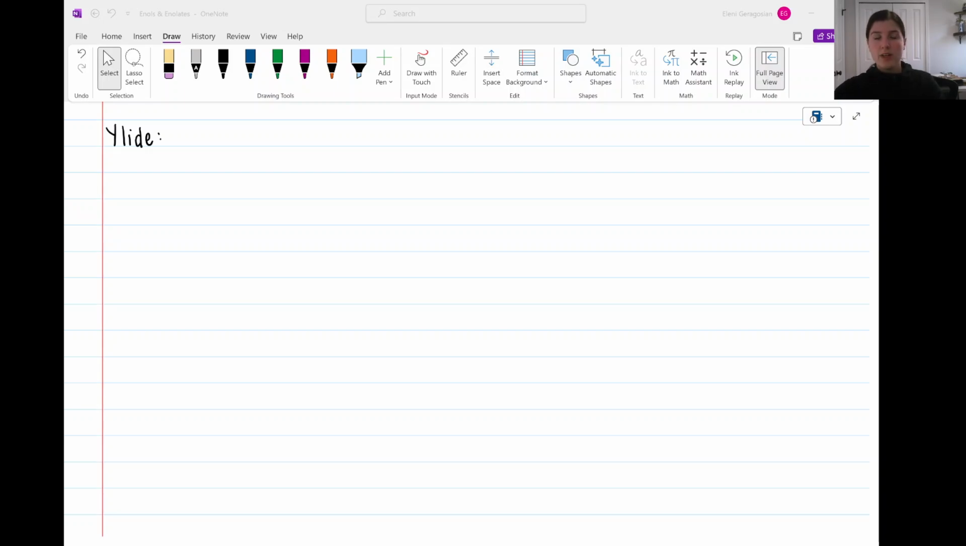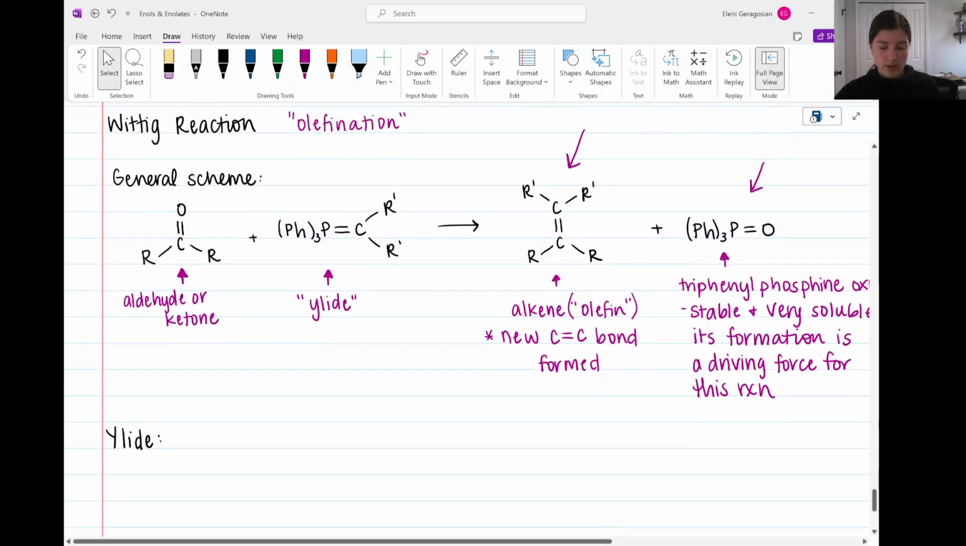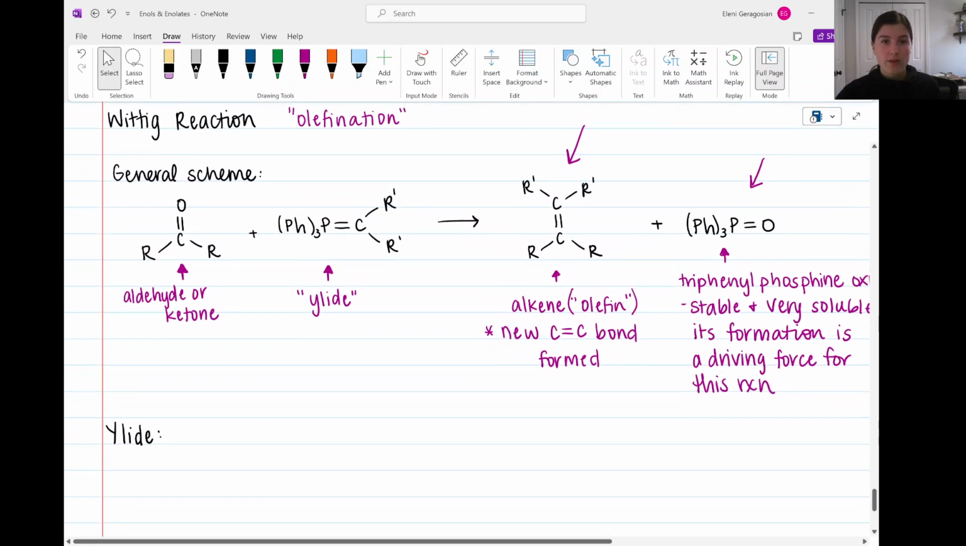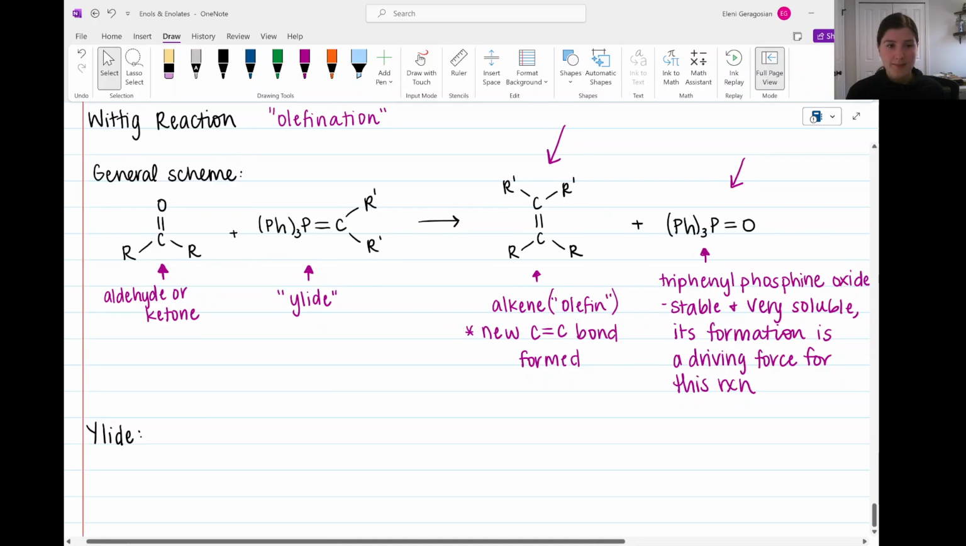In the previous video, we just went over the general reaction scheme for the Wittig reaction. So we have an aldehyde or ketone with an ylide reagent, and that forms an alkene, or in other words, an olefin, where we have a new carbon-to-carbon bond formed. That's our desired product, and then a byproduct is this really stable and soluble triphenylphosphine oxide.